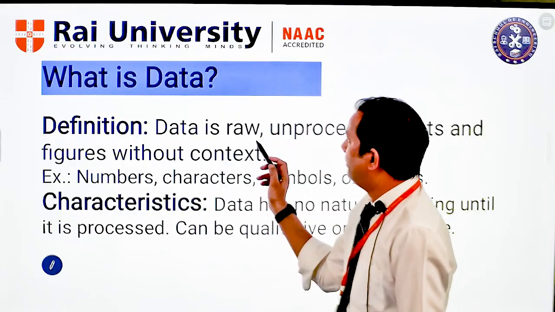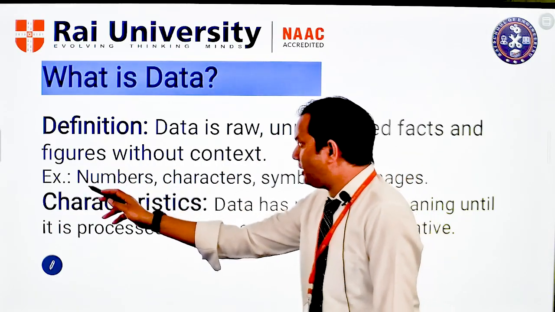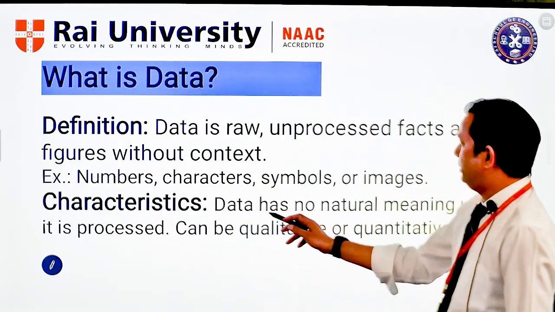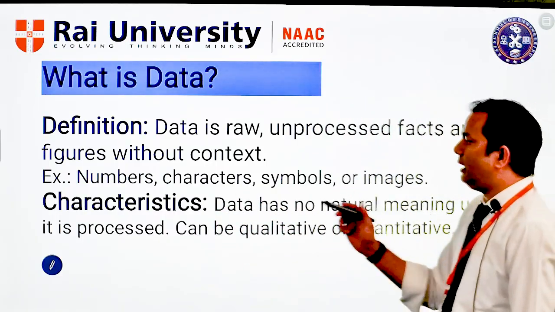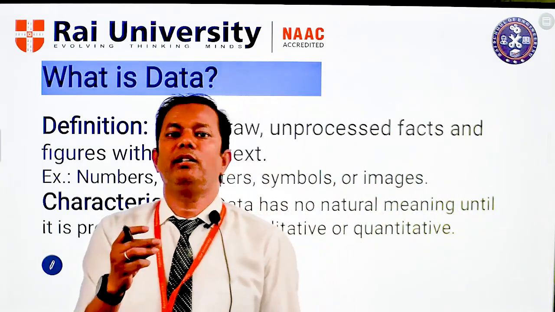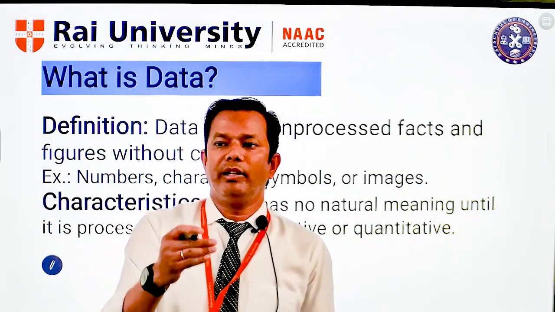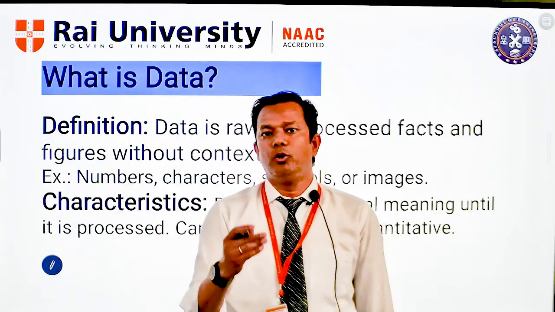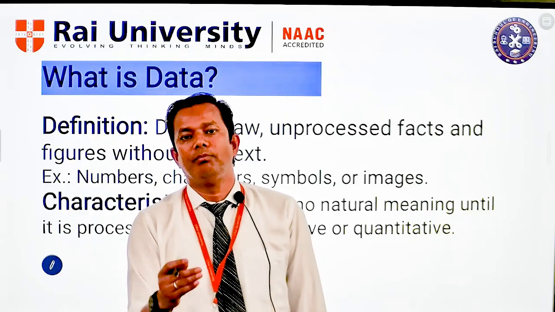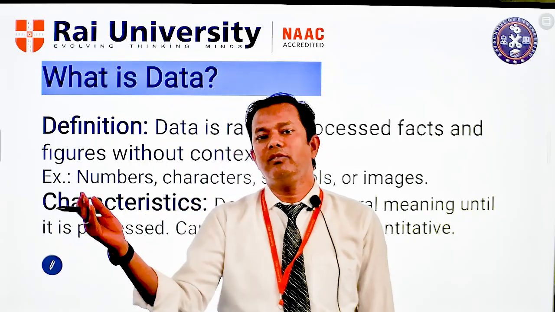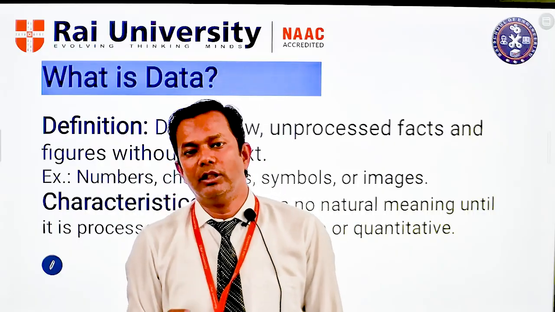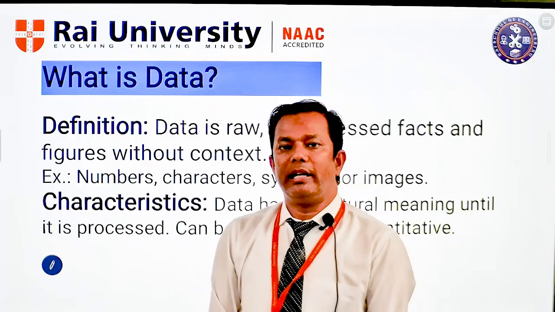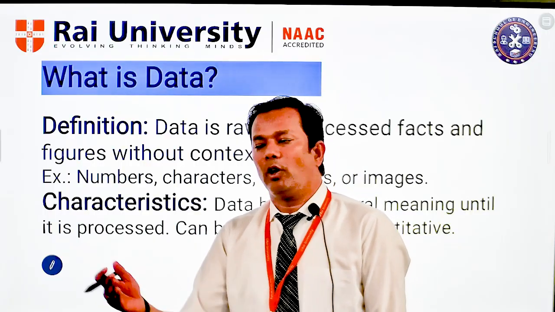The examples of data are any numbers, characters, symbols or any image. What are the characteristics of data? Data has no natural meaning until it is processed. Processing is a very significant word to understand data and information. When the data is processed, it converts into information. For example, if I say 2 plus 2, that is data, but when I process it, after processing we get 4 as output, so that 4 is the information. So this is the difference and how the data is converted into information. In the next slide, we will understand in more detail how the data is converted into information.